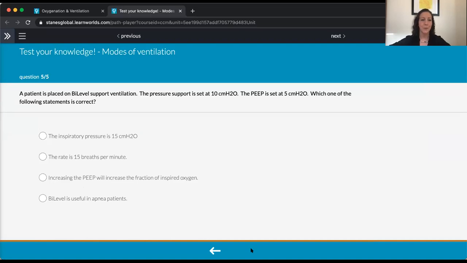Good job. Last question. A patient is on bi-level support ventilation. Pressure support is set at 10 centimeters of water. PEEP is set at 5 centimeters of water. Which one of the following statements is correct? The inspiratory pressure is 15. The rate is 15. Increasing PEEP will increase the FiO2. Bi-level is useful in apneic patients. So which of these statements is correct?